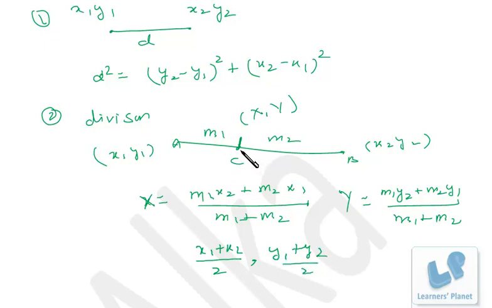This is internal division. If the division is external, suppose point A is here, B is here, and C is here, and this ratio is say m1 and this say m2, then the only change is you have to put a minus sign over here, right? x is equal to m1 x2 minus m2 x1 upon m1 minus m2, and y is equal to m1 y2 minus m2 y1 upon m1 minus m2. That is external division, right? So this is the formula for internal division, this is the formula for midpoint if coordinates of 2 points are given, and this is for external division. Okay.